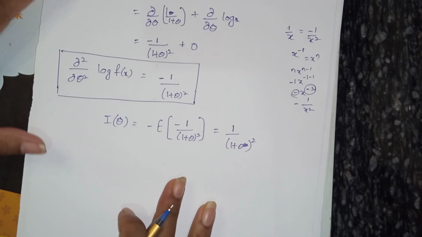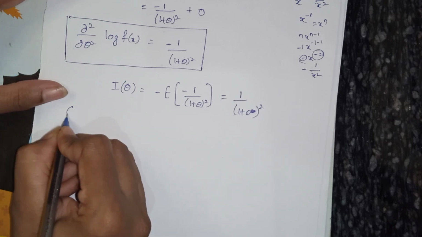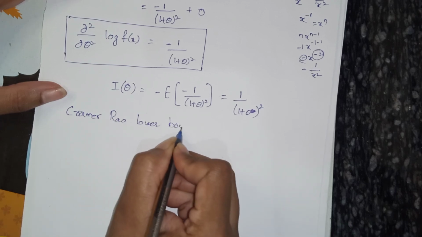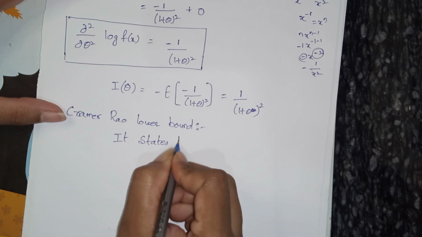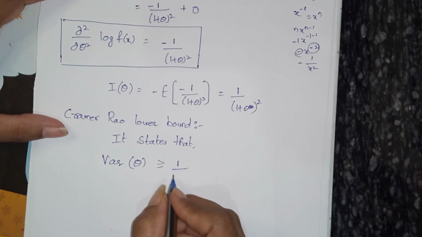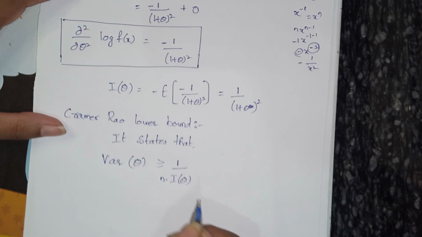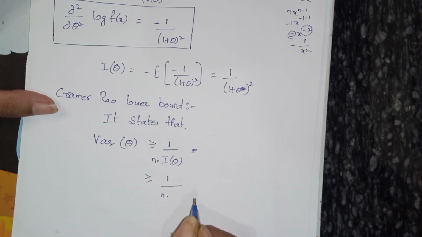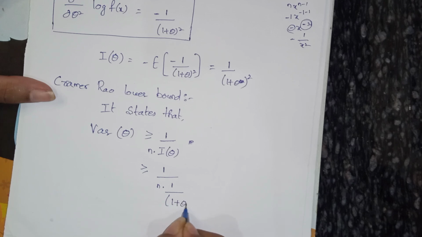And again what we have to do? Now we have to apply the Cramer Rao lower limit, or lower bound. It states that variance of theta is greater than or equal to 1 by I of theta. If it is a small sample, here n value will be there. So we can show greater than or equal to 1 by n into I of theta, the value is nothing but this one, 1 by 1 plus theta whole square.